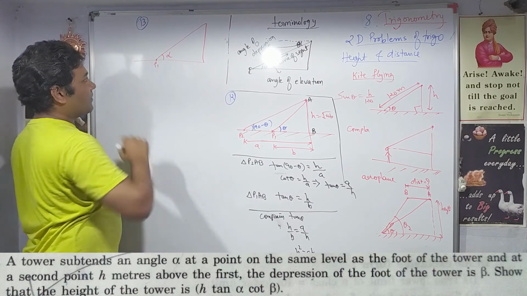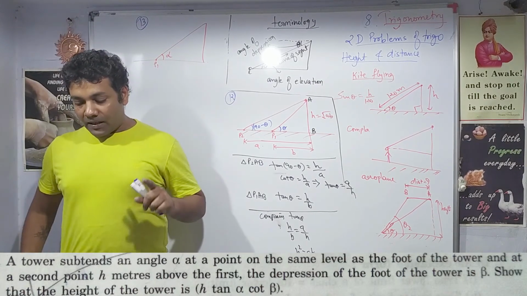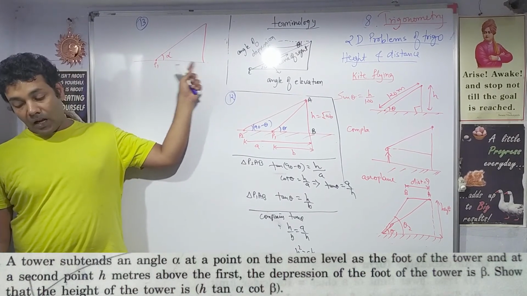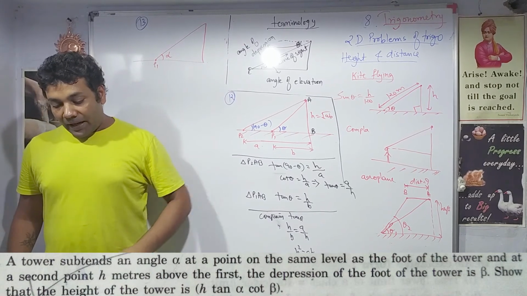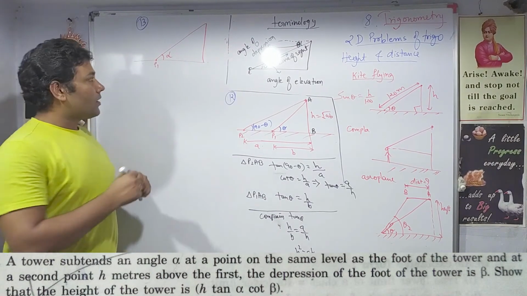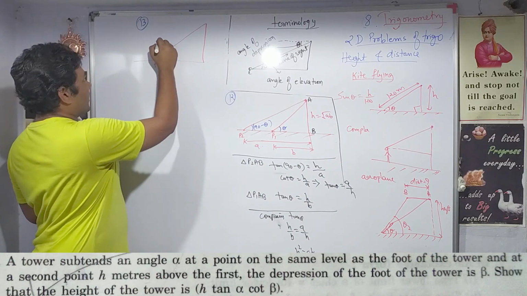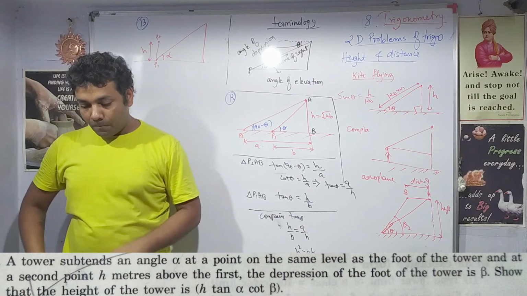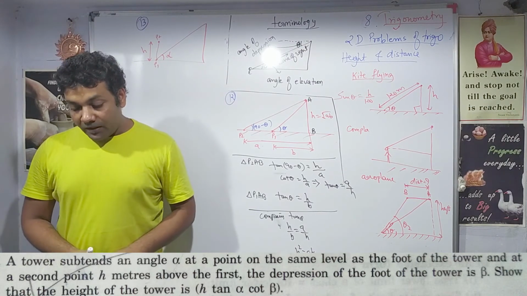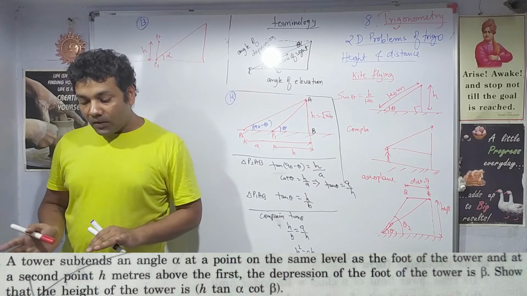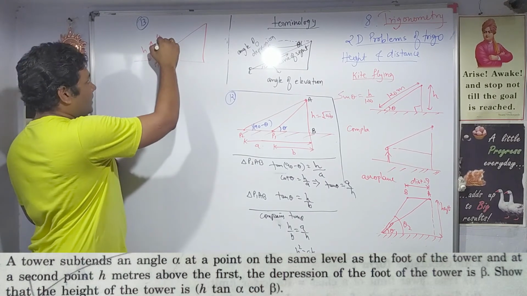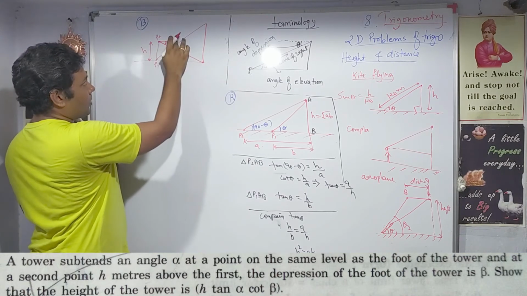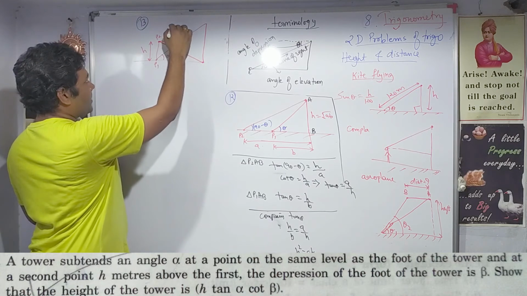I'll name this point as P1. The tower subtends an angle alpha at a point on the same level as the foot of the tower. So this is the foot of the tower. At that same level, a second point h meters above the first. So the second point, this is the point P2, and this is h meters above the first point. The depression of the foot of the tower is beta. So from here, the depression of the foot of the tower, this is the depression angle for the foot of the tower, right? And this angle they have given as beta.